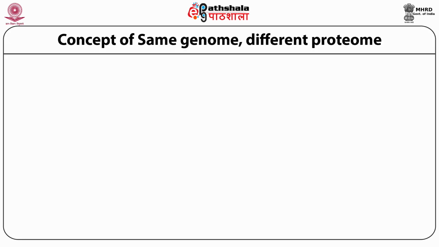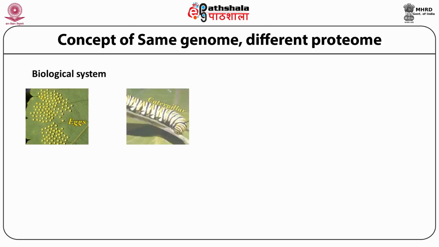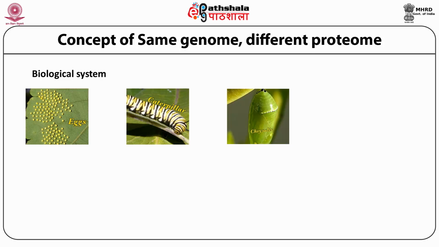Concept of same genome and different proteome. Let us here take an example of the life cycle of the butterfly that we see in a biological system. The first stage is the eggs. Next you have the caterpillar. Third you have the chrysalis or the pupa. And the fourth stage is the beautiful, colorful butterfly.